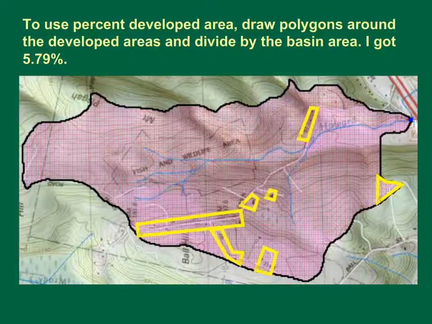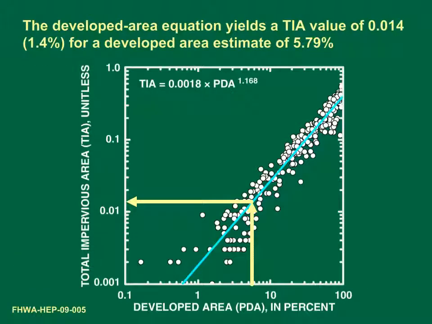To use percent developed area to estimate total impervious area, TIA, draw polygons around the developed areas, sum those areas, and divide by the total basin area. I get a value of 5.79 for the percent developed area. The developed area equation, which we discussed in the module on imperviousness, yields a TIA value of 0.014 or 1.4% for a developed area estimate of 5.79%.